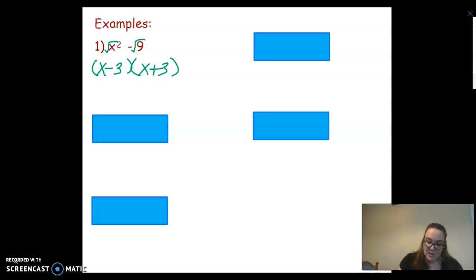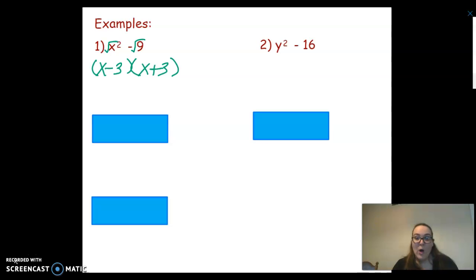Okay, here is the next one: y squared minus 16. First, is there a GCF? No, there's not. Now I'm going to look, are they perfect squares? Y squared, yes. 16, can I square root it? I sure can.